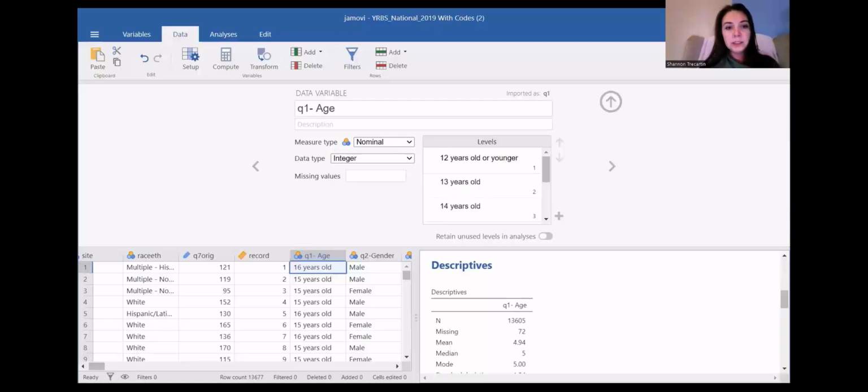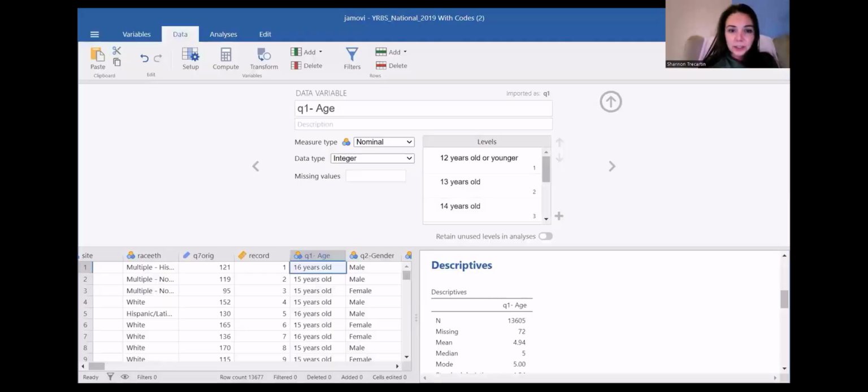2 equals 13. 3 equals 14. 4 equals 15. 5 equals 16. 7 equals 17. And 8 equals 18 years old or older.